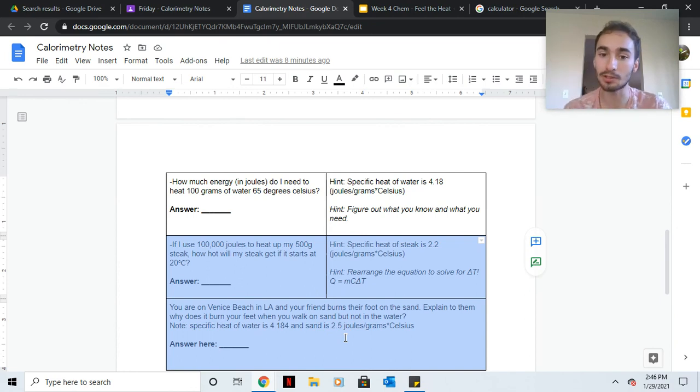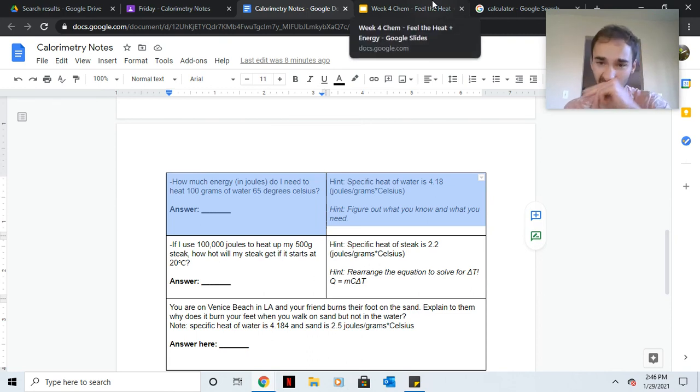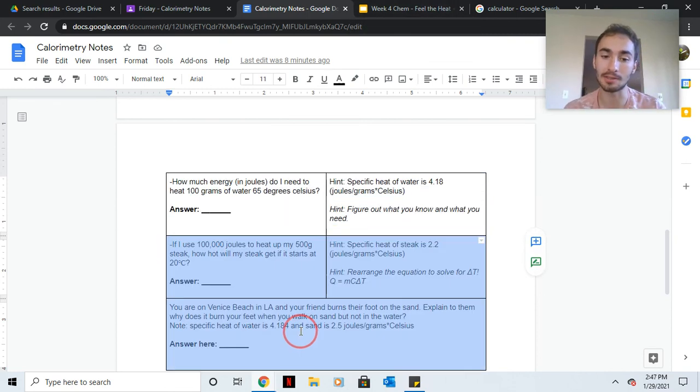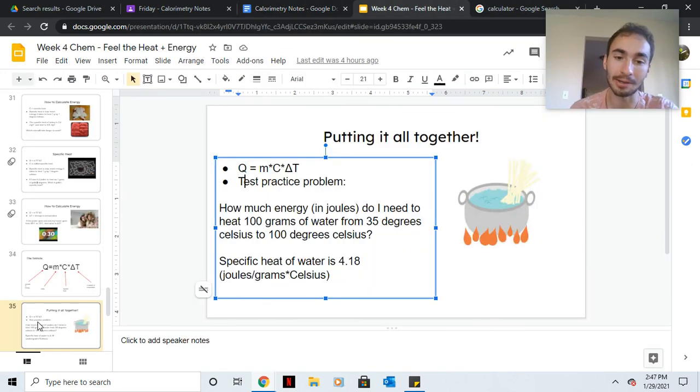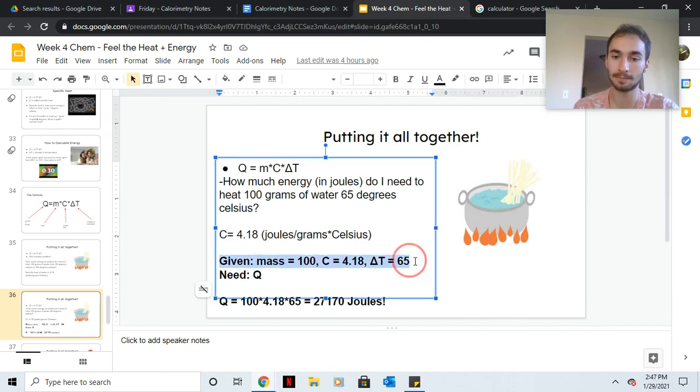Now, I didn't have time in class to do these last two problems. So don't worry, just get to this point. Get to this last one, turn it in. You won't turn it in until Friday because we still have to do these two. Once again, I'll show you the work, how I did it. I figured out what I was given, and then I figured out what I needed, and then I put it into the equation.